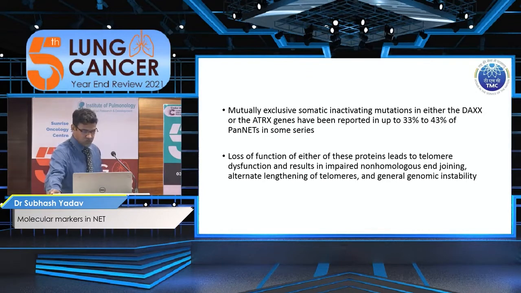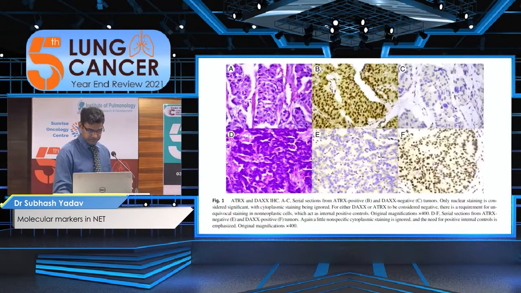So what happens? They result in telomere dysfunction. Telomere is basically how the cell life is calculated. So this results in non-homologous end joining, which results in alteration in telomere length and causes genomic instability. So the cells which are supposed to die or undergo apoptosis undergo some genomic instability and undergo proliferation.